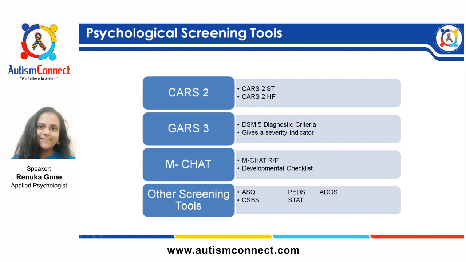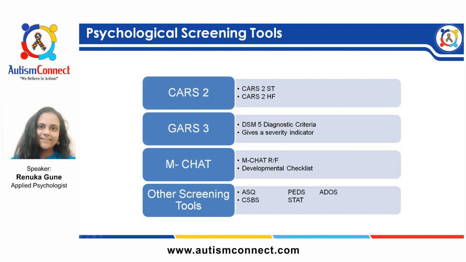The next one is the M-CHAT. The M-CHAT is a developmental test again, but it is very, very sensitive. The people who made the M-CHAT had as their primary goal maximum sensitivity, which would mean that they want to detect as many cases of ASD as possible, right?